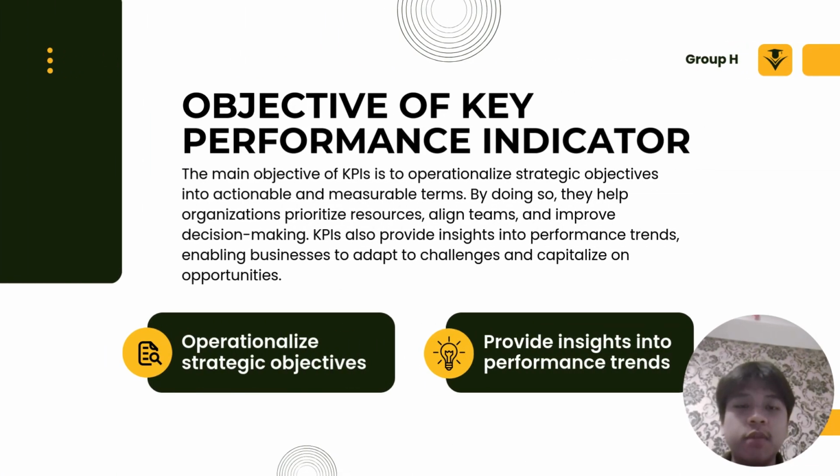The objective of key performance indicators is to operationalize strategic objectives and provide insights into performance trends. The main objective of a KPI is to turn strategic objectives into actionable and measurable terms. By doing so, they help organizations prioritize resources, align teams, and improve decision making. KPIs also provide insight into performance trends, enabling businesses to adapt to challenges and capitalize on opportunities.